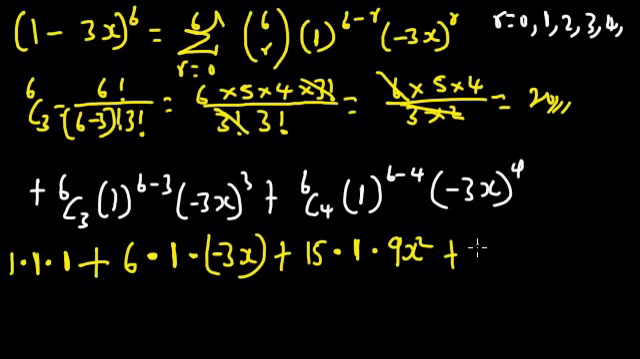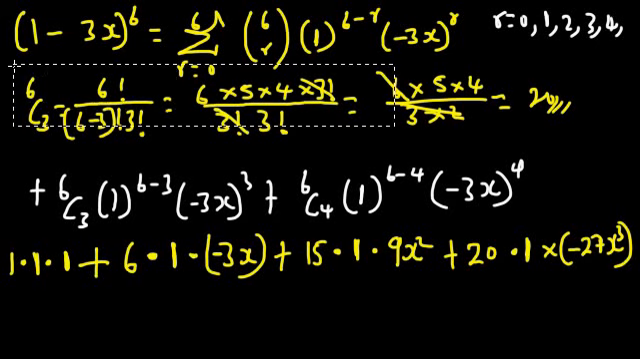So therefore, we have 20 here, times 1 raised to the power 6 minus 3, which is still 1, times negative 3x all to the power of 3 gives us negative 27. Let me put up the parentheses. Negative 27x to the power of 3. Perfect. So moving on.